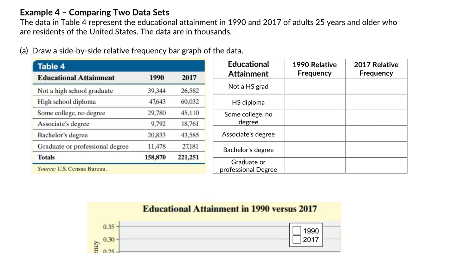What we know is that if we looked at all of the people we studied in 1990, we surveyed more than 158,000 people. Of those people, 39,344, it's in thousands, were not a high school graduate. So if we wanted the relative frequency of that, we would just do that math: 39,344 out of the total, which gives us our relative frequency of non-high school graduates out of the population we surveyed in 1990. Notice that the population size is bigger in 2017, so we can't just compare frequencies, we need relative frequencies.